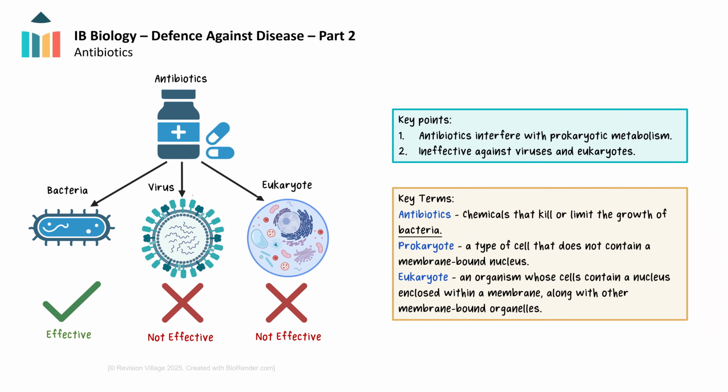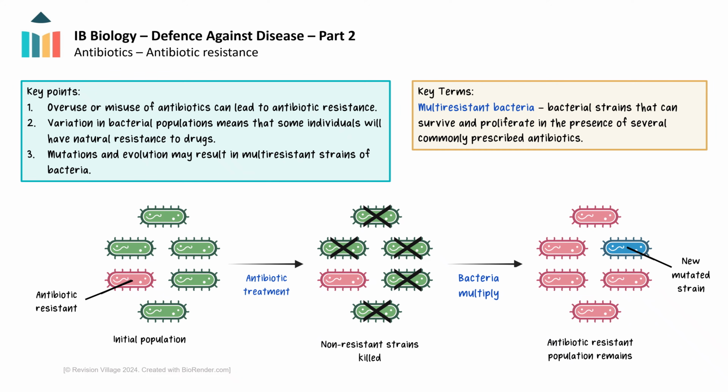The overuse and misuse of antibiotics have led to the evolution of antibiotic-resistant strains of pathogenic bacteria. In any population of bacteria, some individuals will be resistant to antibiotic drugs. When used improperly, these resistant bacteria survive and multiply, even at high concentrations of antibiotics, rendering standard treatments ineffective.